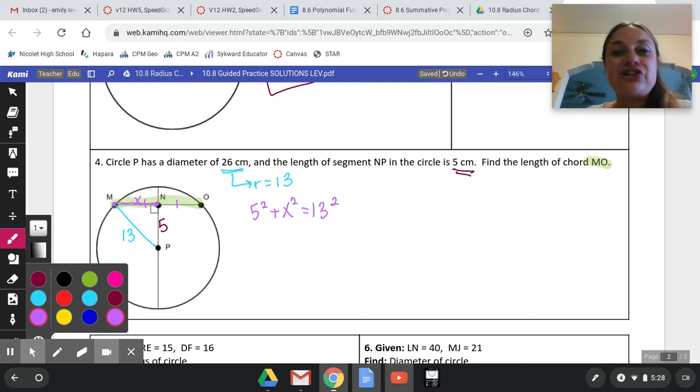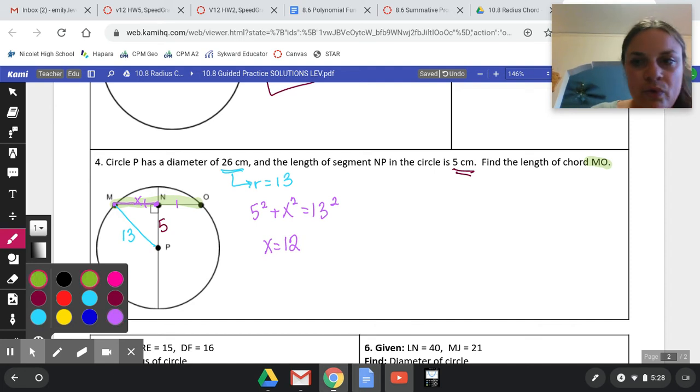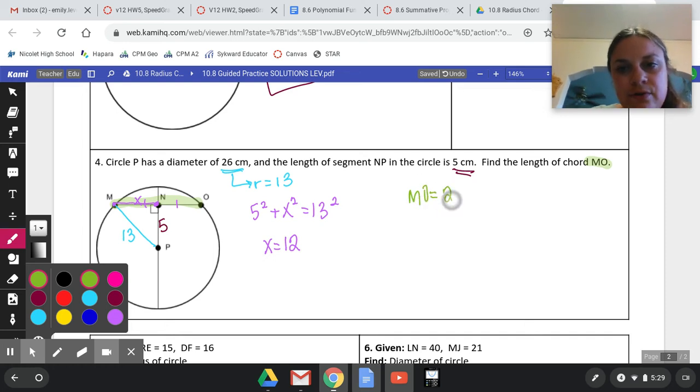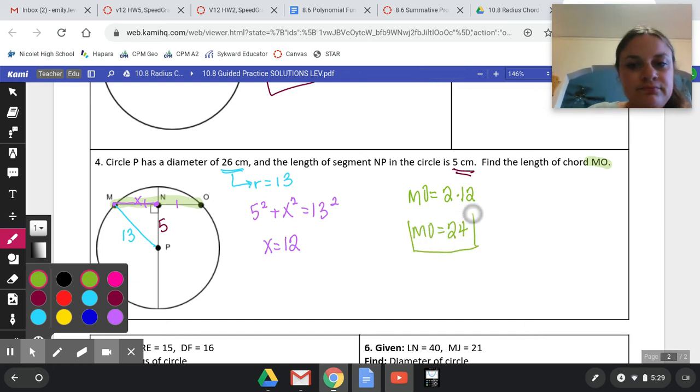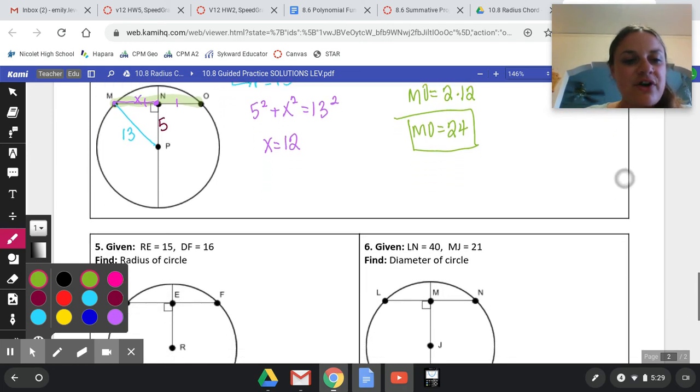This is another Pythagorean triple, so you may just know it right off the top of your head, or you may need to solve using the Pythagorean theorem. That's fine. Okay, so X is equal to 12, and then I have to multiply that by 2 to get the length of MO. So let's pick out a different color here. We'll go right. So MO is equal to 2 times 12. MO is equal to 24. Okay, so far so good.